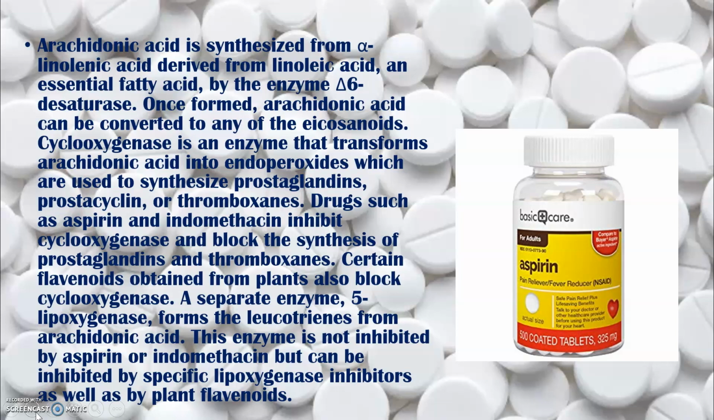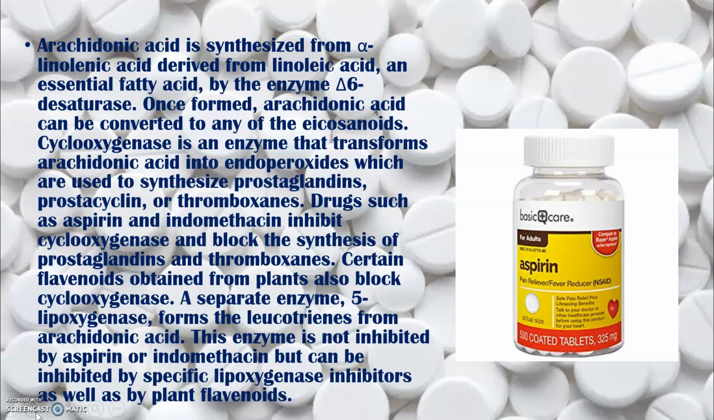Arachidonic acid is synthesized from alpha-linolenic acid, derived from linoleic acid, an essential fatty acid, by the enzyme 6-desaturase. Once formed, arachidonic acid can be converted to any of the eicosanoids. Cyclooxygenase is an enzyme that transforms arachidonic acid into endoperoxides, which are used to synthesize prostaglandins, prostacyclin, or thromboxanes.